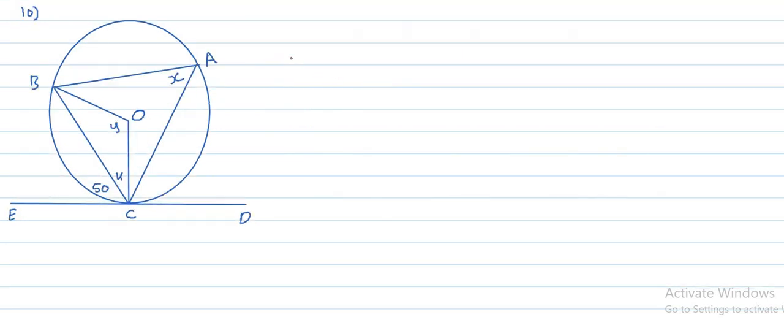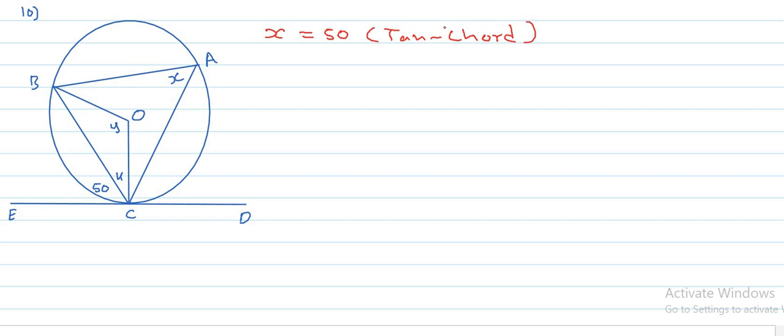Question number 10, we are given the circle with points A, B, C on the circumference and center O and tangent ECD. We are required to calculate the value of X, Y, and U. We can start with the value of X. X will be equal to 50 degrees. The reason is tan chord. The angle between the tangent and the chord is equal to the angle in the alternate segment.